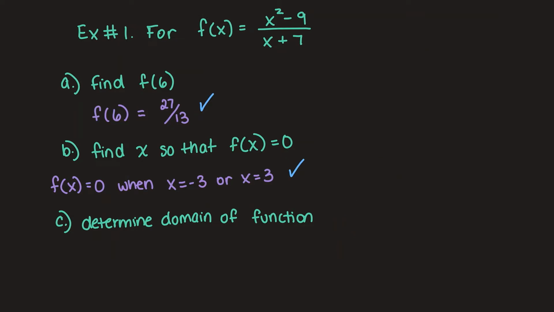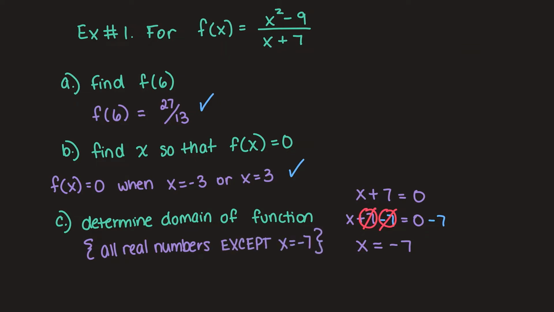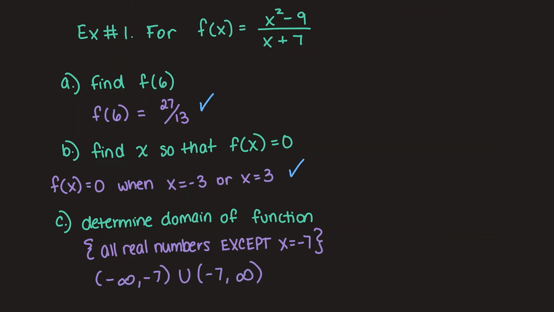For part C, the domain for a rational function will be all real numbers except the value that will make the denominator equal 0. Therefore, we set the denominator equal to 0 and solve for x. We get x equals negative 7, and this value will not be in our domain since negative 7 will make the denominator equal 0 if we substitute it in for x. So our domain for this function is all real numbers except when x is equal to negative 7. And we can write the domain in interval notation in the following way.